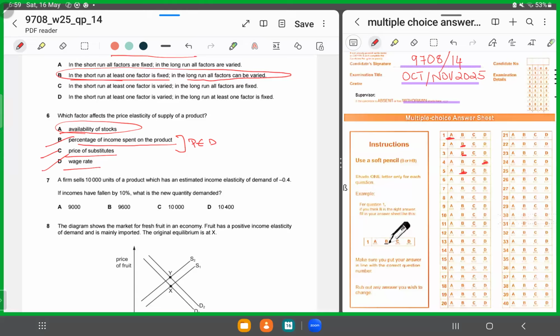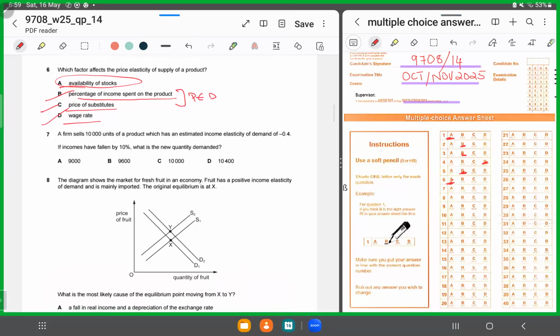Because when you're talking about price elasticity of supply, we're talking about either unused capacity or unsold goods, so it easily responds to the changes in prices that can be met by the producer. So for 6, we'll shade in A. Moving forward, MCQ number 7.